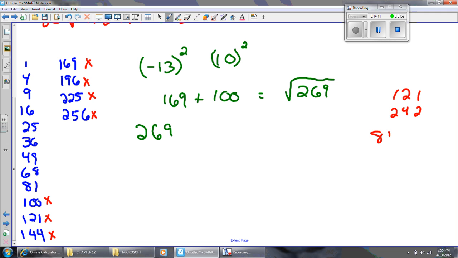81. Well, I'm going to need it to end in 9. The only way to multiply 1 and get it to end in 9 is if I multiply by 9. If I multiply this by 9, I'm going to get 729. That's way too big. There's no way that's going to work.